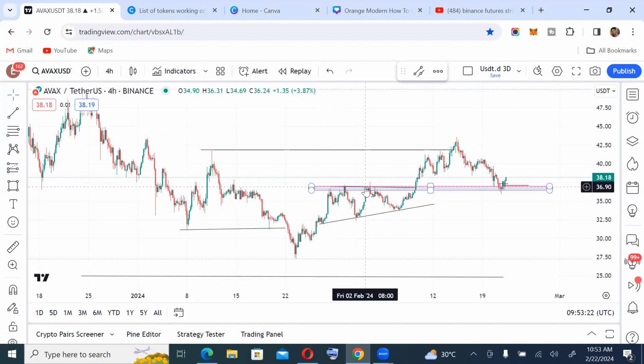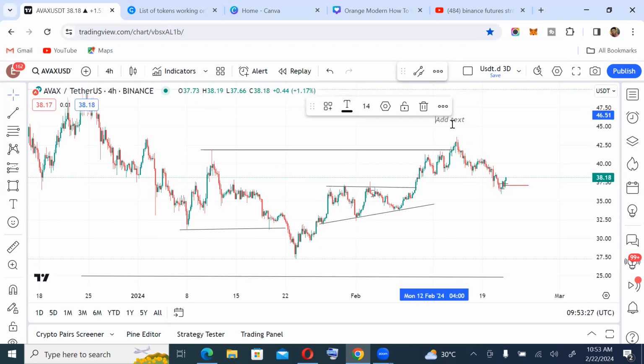When you see that price has a 0.618, type it here so that you see it: 0.618, big level, retesting a support or resistance key level.